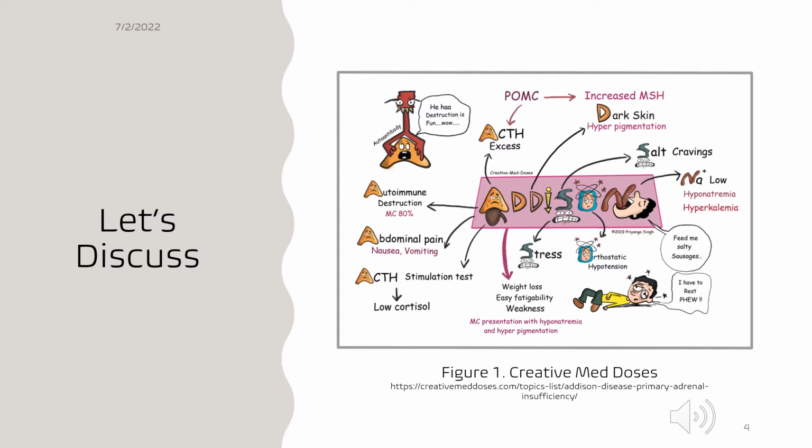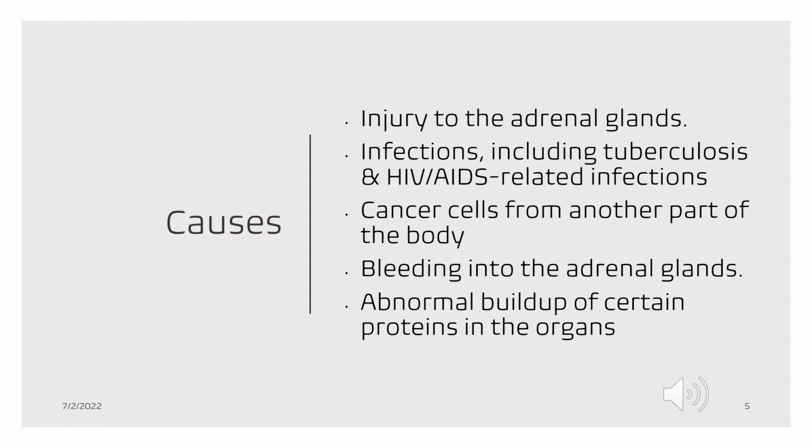So let's talk about the causes of Addison's disease. So what causes Addison's disease? Well, one of the causes may be an injury to the adrenal gland. It can also result from infections such as tuberculosis and HIV or AIDS-related diseases. Addison's disease may come from cancerous cells from another part of the body that has invaded the adrenal gland. It can also be from bleeding into the adrenal gland or abnormal buildup of certain protein in the organ.